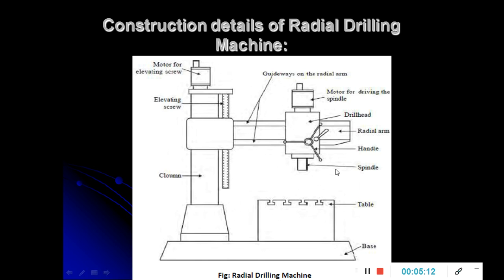Now, coming to the next one, the most popularly used drilling machine in the industry is known as the radial arm drilling machine. So this is the radial arm drilling machine. It consists of a base, a T-slot table, a column, a radial arm, an individual motor to move this radial arm, and another individual motor to give the rotary motion to the spindle.